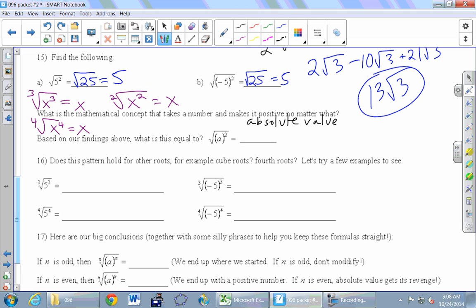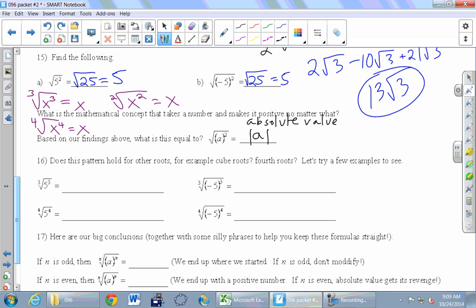Which means that, for example, in the next line, the square root of a squared, it feels like it should just be a, but really, it's the absolute value of a, right? Because whatever a is, if it's positive, it's just going to come out and stay positive. But if a happened to be a negative number, like negative 5, it's going to turn into a positive 5.